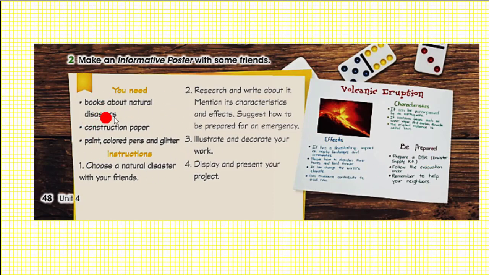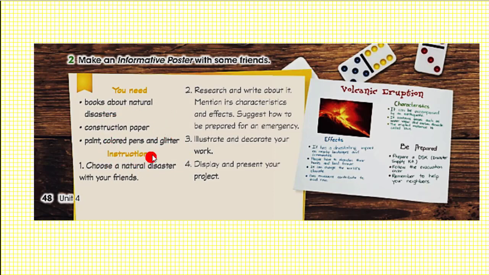Now, what do you need? ¿Qué es lo que necesitas? Books about natural disasters, construction paper, paint, color pens and glue, right? Dice, libros que no uses acerca de desastres naturales. Construction paper puede ser una cartulina o un objeto, digamos, que te pueda permitir hacer el póster. Y acá pues colores, plumones, no, limpiatipos, gomas. Right? Okay, that's it that you need.